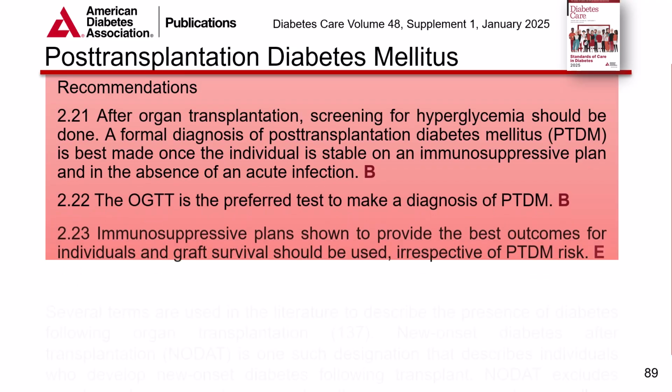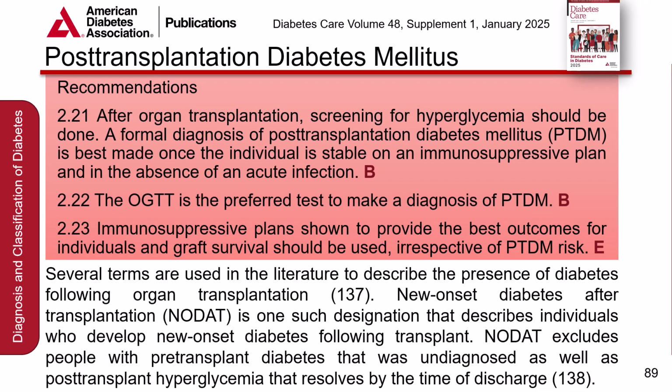Post-transplantation diabetes mellitus. Recommendations 2.21. After organ transplantation, screening for hyperglycemia should be done. A formal diagnosis of post-transplantation diabetes mellitus is best made once the individual is stable on an immunosuppressive plan and in the absence of an acute infection. Level of evidence B. 2.22. The oral glucose tolerance test is the preferred test to make a diagnosis of post-transplantation diabetes mellitus. Level of evidence B. 2.23. Immunosuppressive plans shown to provide the best outcomes for individuals and graft survival should be used, irrespective of post-transplantation diabetes mellitus risk. Level of evidence C.